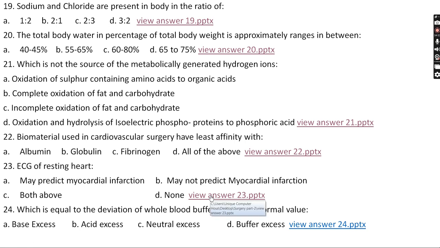Question number 24. Which is equal to the deviation of whole blood buffer base from normal value? Option A, base excess; option B, acid excess; option C, neutral excess; or option D, buffer excess. The right answer is option A, that is base excess.